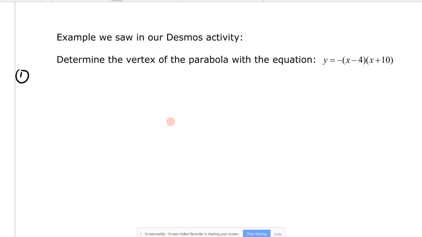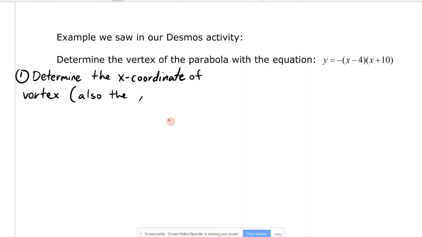And the x-coordinate of the vertex is also known as the axis of symmetry. And it's going to be the average of the x-intercepts. So let's write this down here. Determine the x-coordinate of the vertex. So this is also the axis of symmetry, and it is also the average of the two x-intercepts.